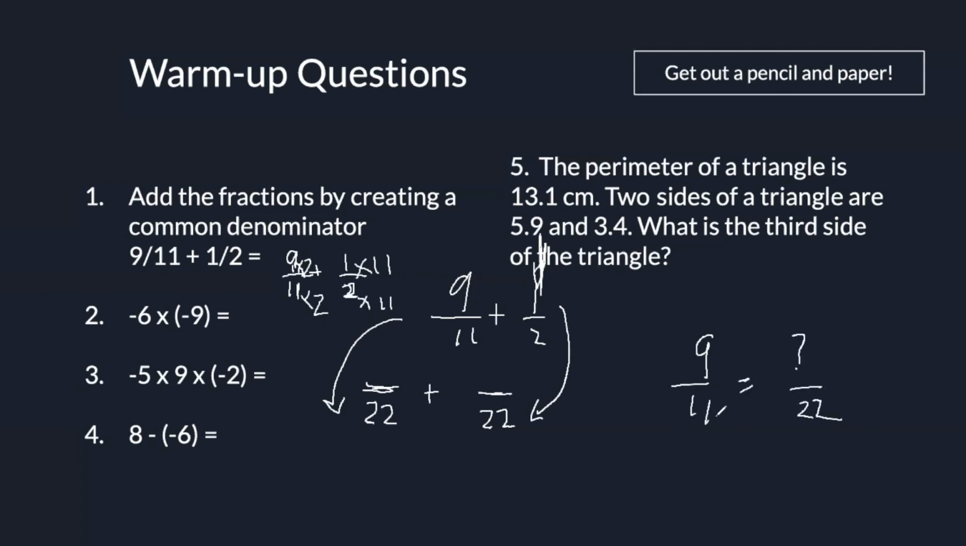So how can we get from 9/11 to something over 22? Claire, you know that to get from 11 to 22, we need to multiply by 2. And now we need to do the same thing on the top, so we also multiply by 2 up here. So the question mark will be 18. We can just put that here for now.